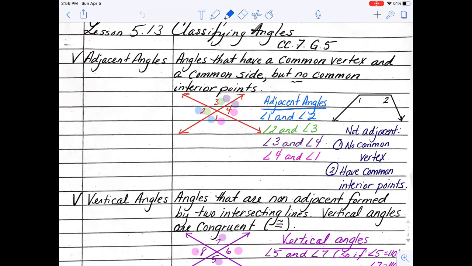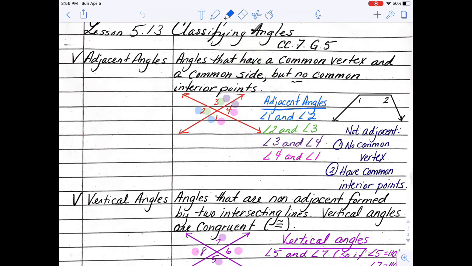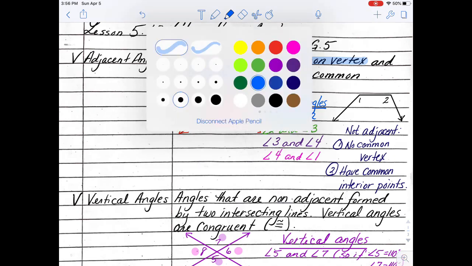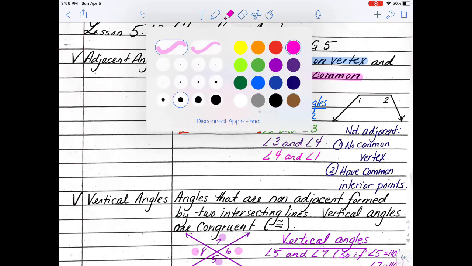Okay, we've got our lesson 5.13 on classifying angles, our Common Core 7th grade Geometry 5. I've already written out our vocabulary for you right now. Talking about our adjacent angles, some things that you definitely need to know is that our adjacent angles are angles that have a common vertex and a common side, but they have no common interior points. So let me go ahead and explain to you what I'm talking about here.